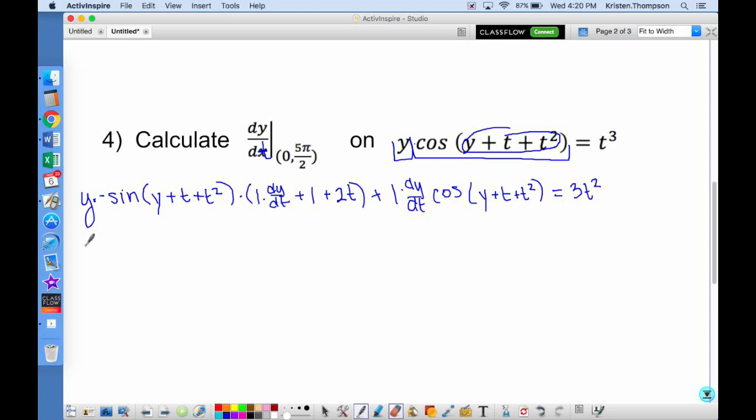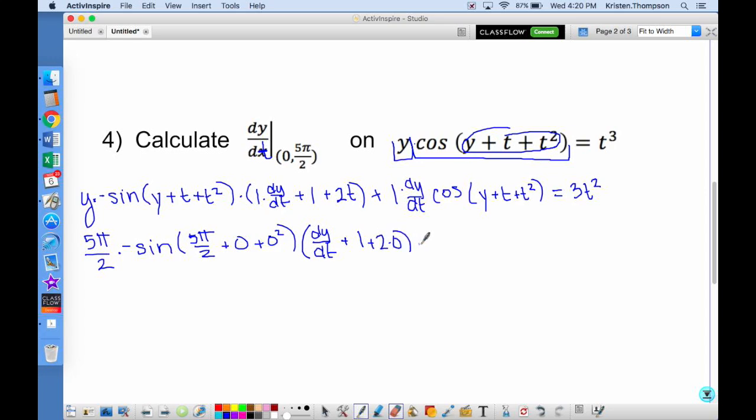So let's go ahead and just start plugging in our values. Plug in 5 pi over 2 for y, 5 pi over 2 for y again, 0 for t again, times dy dt, which I don't know. That becomes my variable in this case.